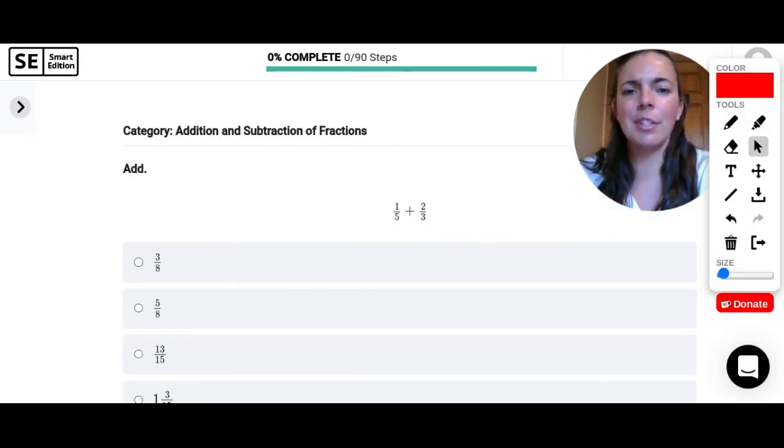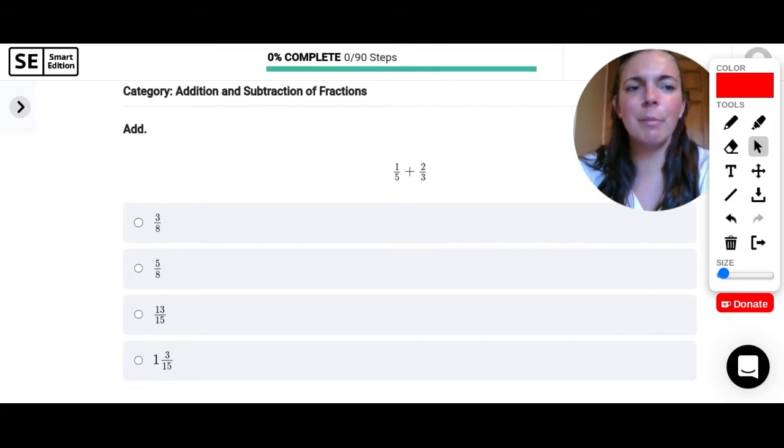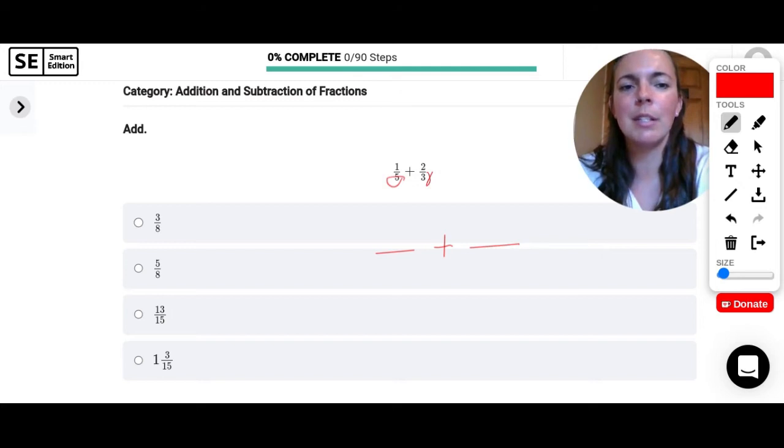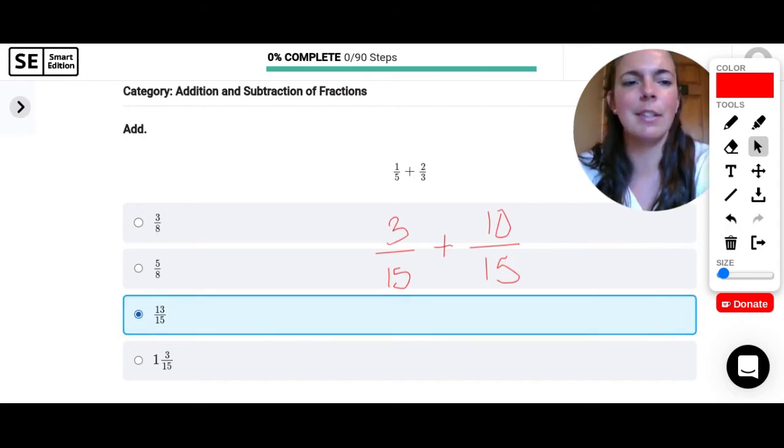Okay, let's add some fractions. 1/5 plus 2/3. So remember, in order to add fractions, we want to have a common denominator. So a quick way to get a common denominator is just to multiply. So 5 times 3 is 15. So 15 can be our denominator. And 1/5 is equal to, 5 times 3 got me to 15, so 1 times 3. And then 2/3, 3 times 5 got me to 15, so 2 times 5 is 10. And when we add 3/15 plus 10/15, we will get 13/15.